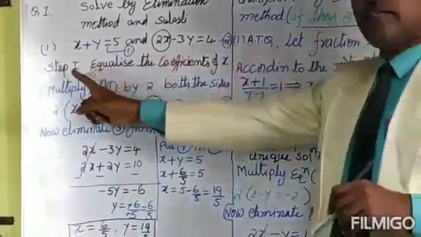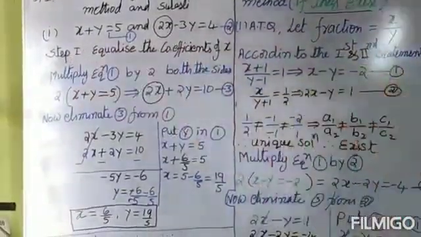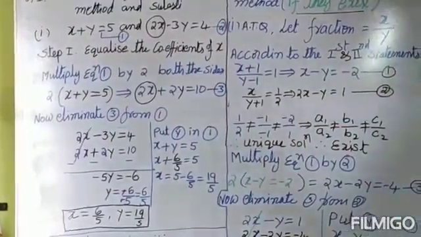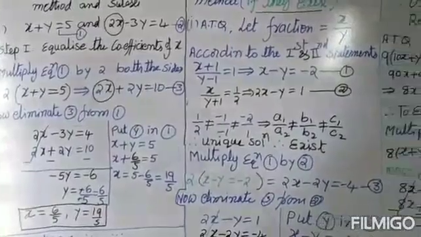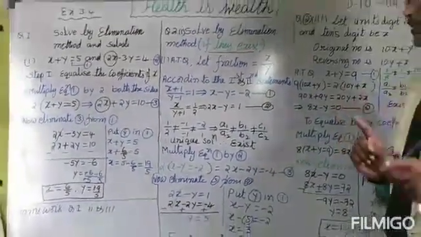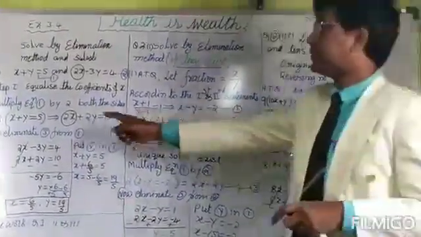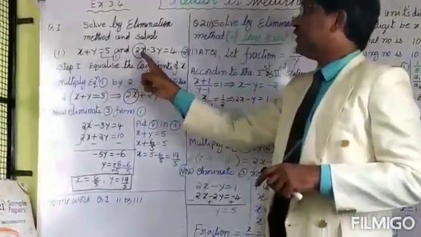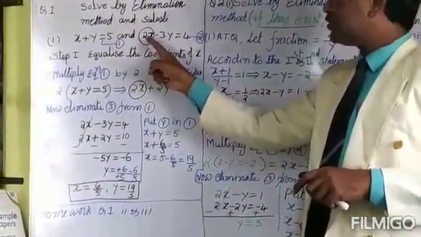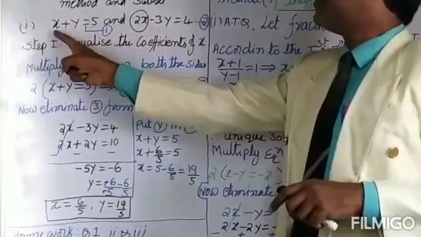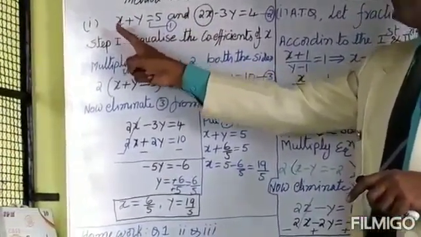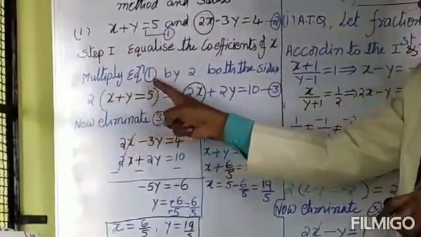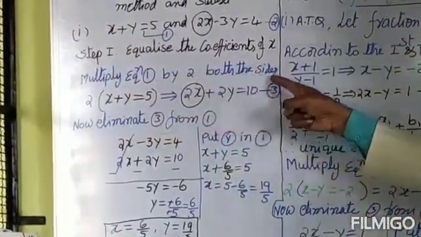Step 1. Always in step 1, we need to check whether the coefficients of x in both the equations are equal or not. If not equal, we are going to equalize the coefficients of x. How to equalize? I am explaining here. You see here the coefficient of x in the second equation is 2. The coefficient of x in the first equation is 1. So you need to make it into 2x here. For that, we are multiplying equation 1 by 2 on both sides.